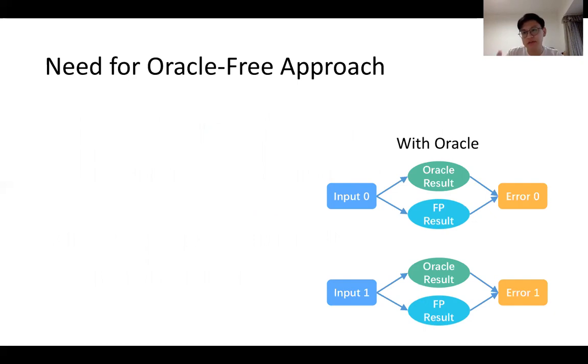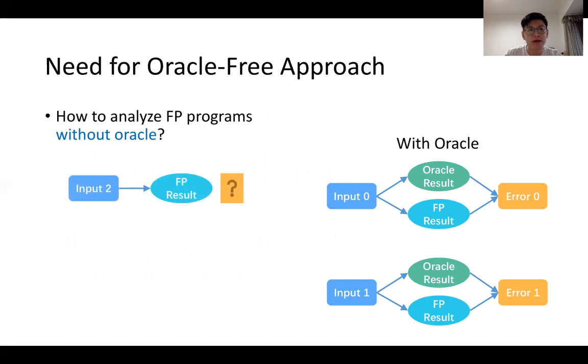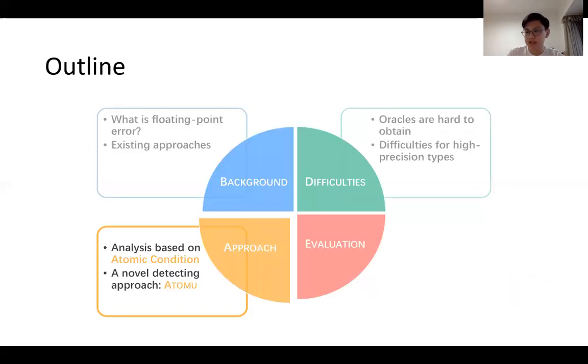We know that if we have the Oracle, we can distinguish this input with their errors. So the question is, how can we analyze the floating point program without Oracle, since we have no idea whether the result is accurate or not? And this question leads to our approach in the next section. In the third section, we're going to discuss the concept of atomic condition, our analysis based on atomic condition, and our approach, Atom.